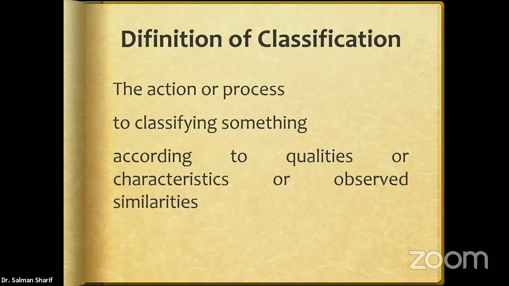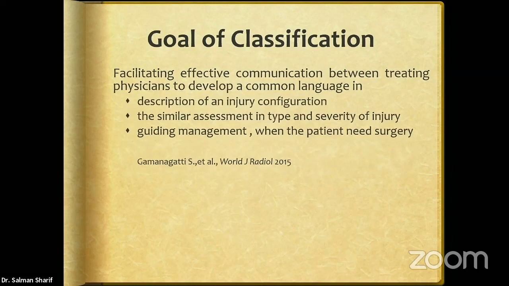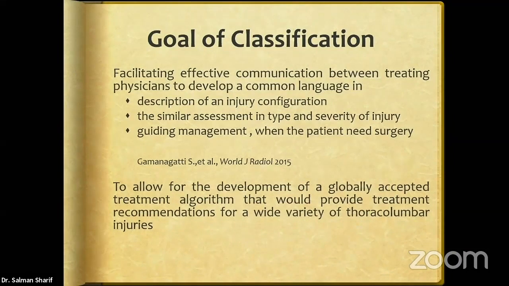Definition of classification: the action or process of classifying something according to qualities or characteristics or observed similarities. Goal of classification: facilitating effective communication between treating physicians to develop a common language. In description of an injury configuration, similar assessment in type and severity of injury, guiding management when the patient needs surgery. To allow for the development of a globally accepted treatment algorithm that would provide treatment recommendations for a wide variety of thoracolumbar injuries.